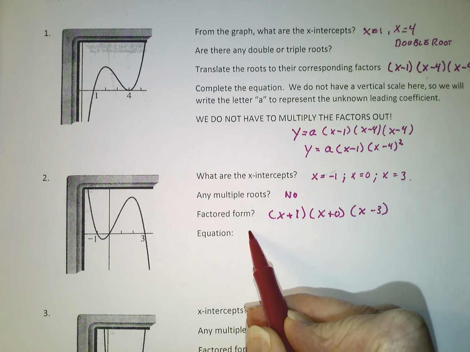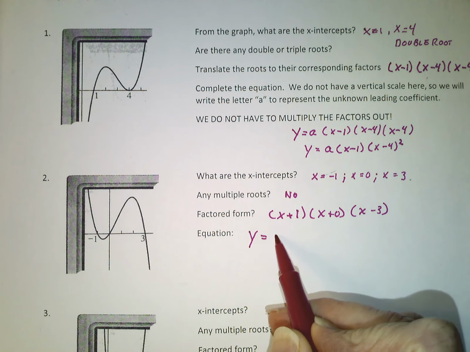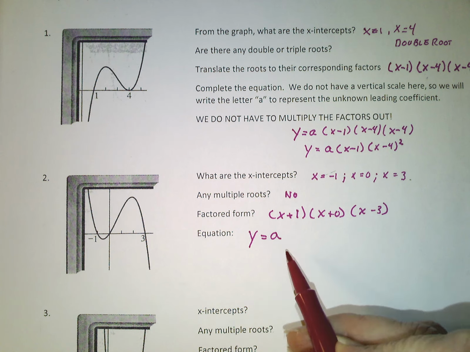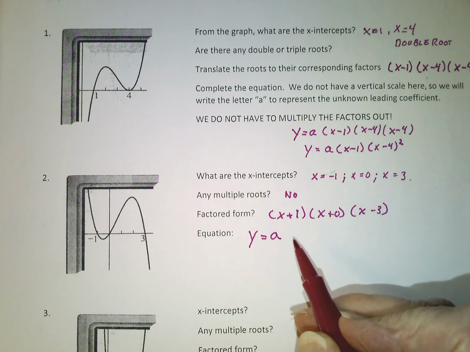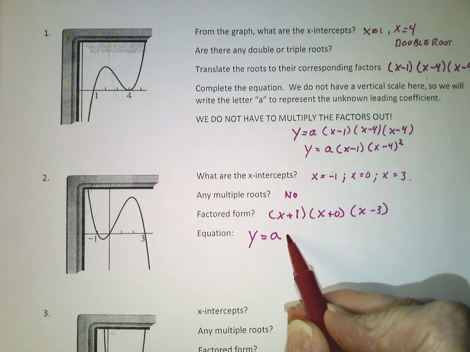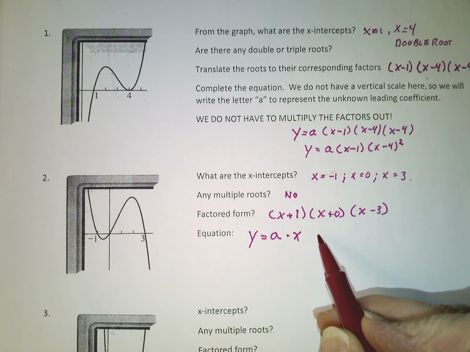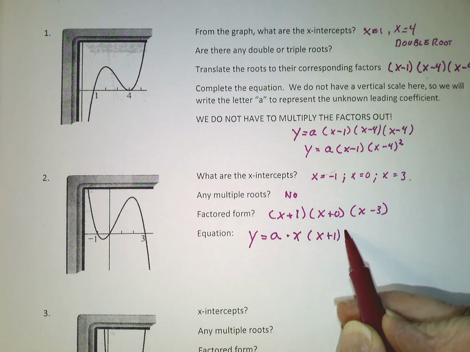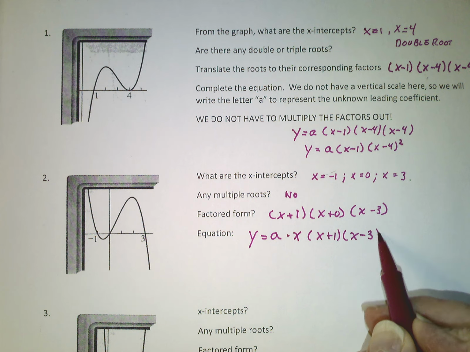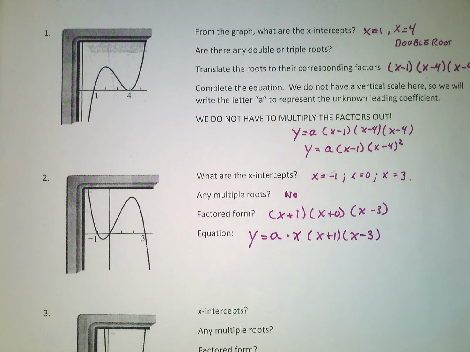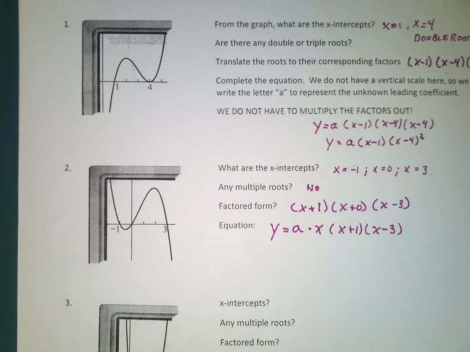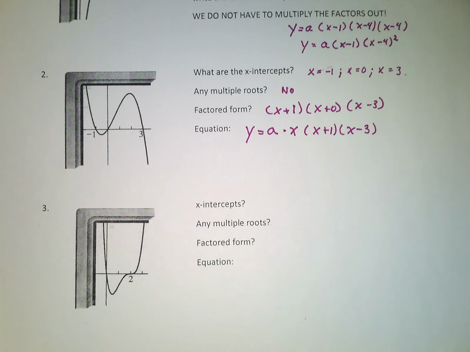Now when we write the equation, we're still going to put in that mystery multiplier because we don't know what the vertical scale is. They usually put the x out first, and then would be the x plus 1, the x minus 3. Order wouldn't matter. So this is a little faster than the other.